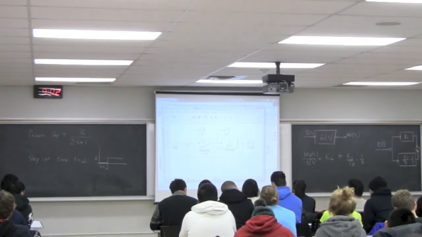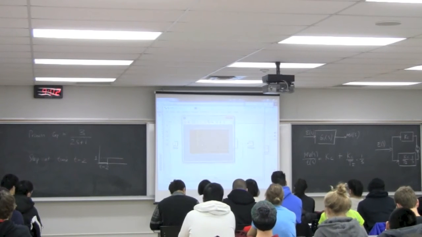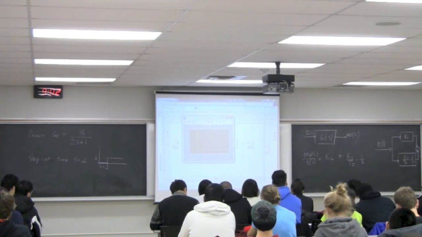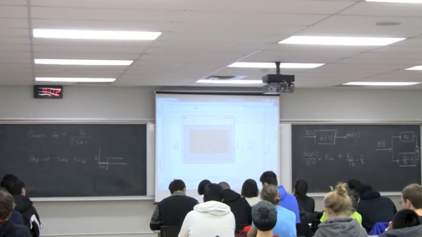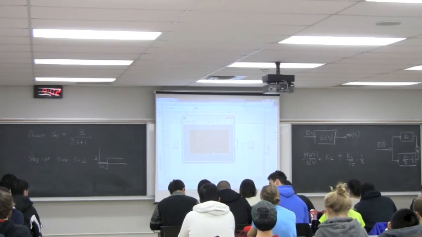Let's take a look at the error signal. The error signal matches exactly what we had up here on the board earlier. We've got 0 error up to time 2, then we have an error peak at 1, and we drop down, but we never actually get that error down to 0. So that was our proportional only controller.